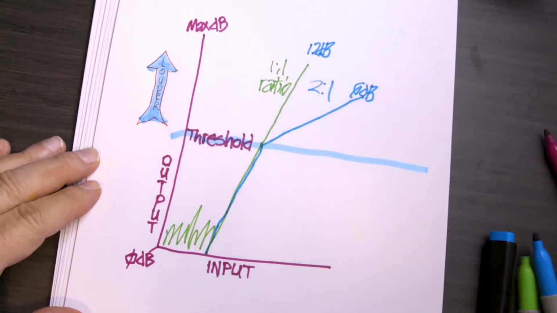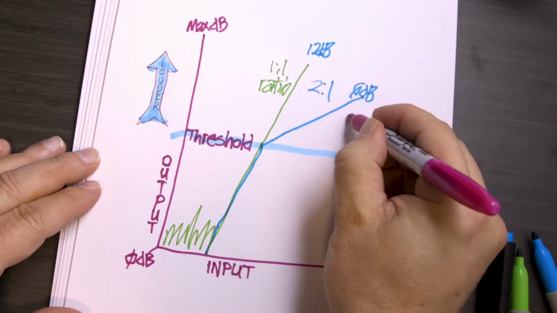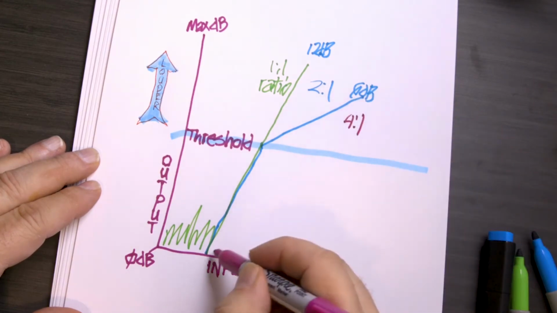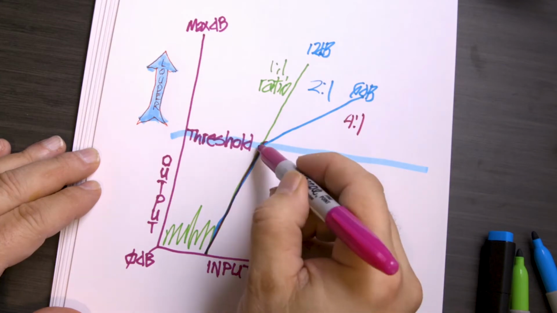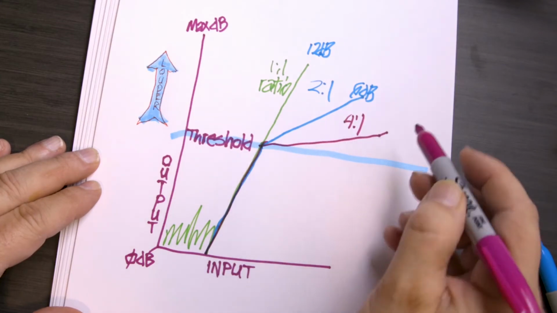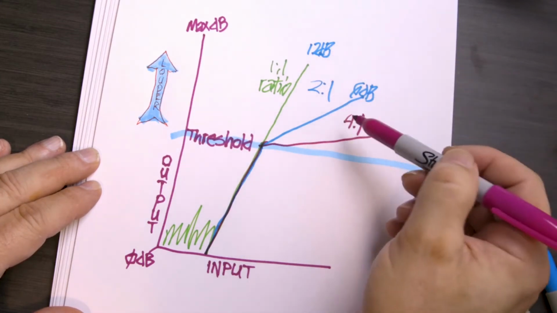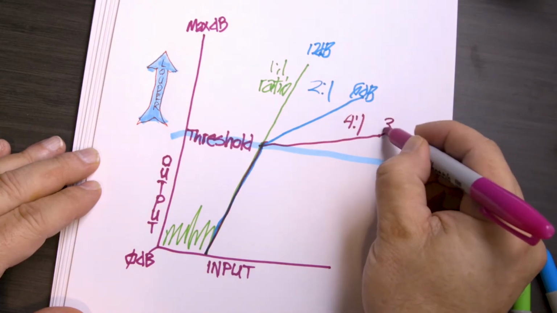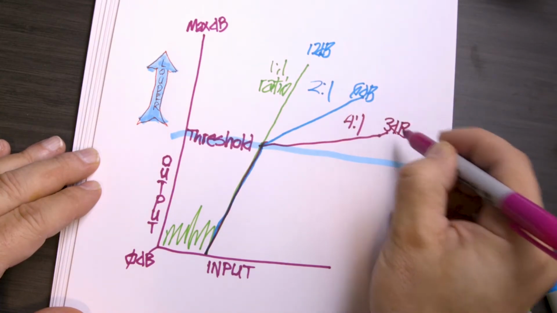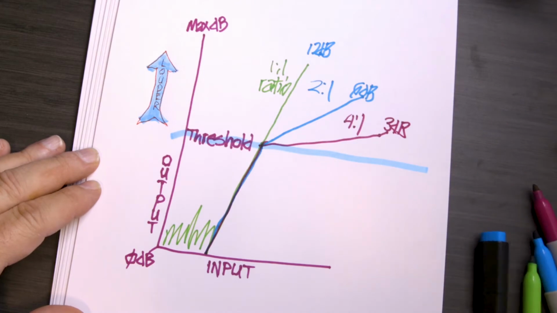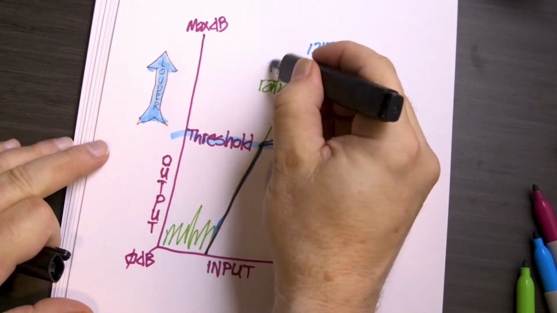Let's say you set your ratio to 4-to-1. You're probably getting ahead of me, right? For every 4 decibels over the threshold, the compressor allows 1. So if I cross this line by 12 decibels and I'm at a 4-to-1 ratio, the compressor turns it down to 3 decibels over the line. The higher that ratio number, the more compression you're introducing.